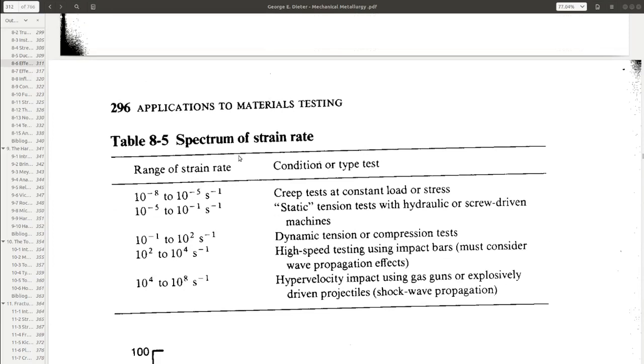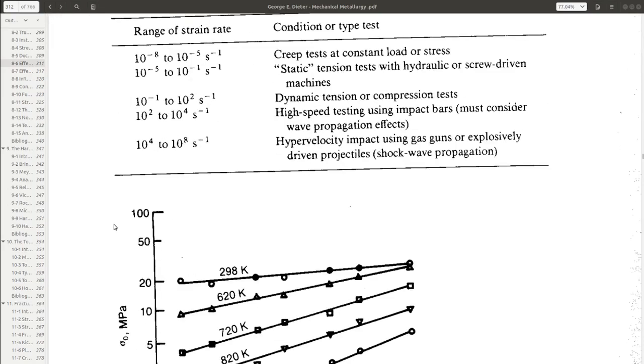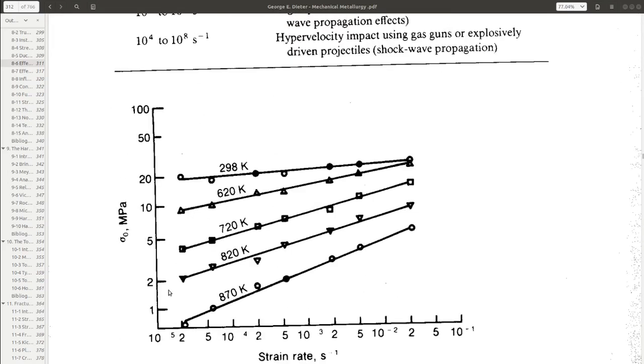So look at this table. This table has been given for different test conditions. What should be the strain rate we have to use? And what is the effect of strain rate? That we can observe from this figure.